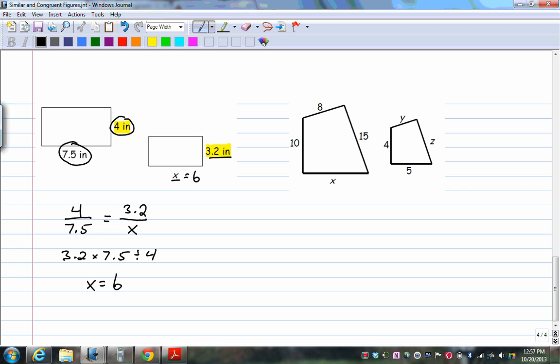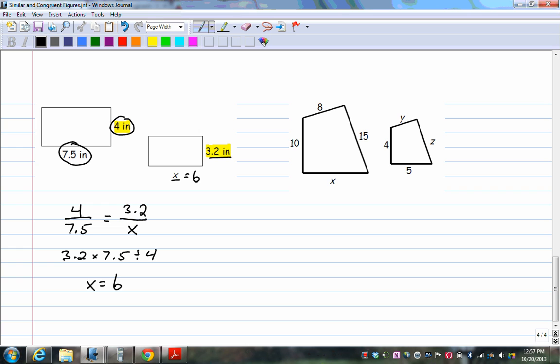Now what I want you to do is draw the next two shapes, and I want you to solve for the missing sides there. Be careful because we have y, z, and x over here that are missing. So you actually have 3 things that you want to solve for. So pause the video and solve for those.